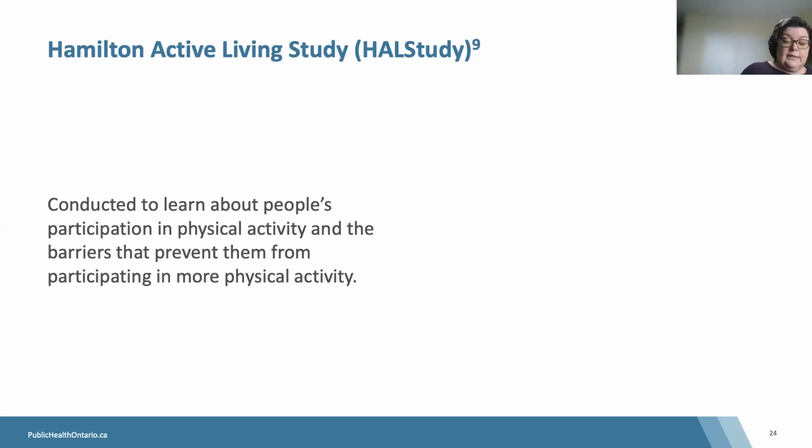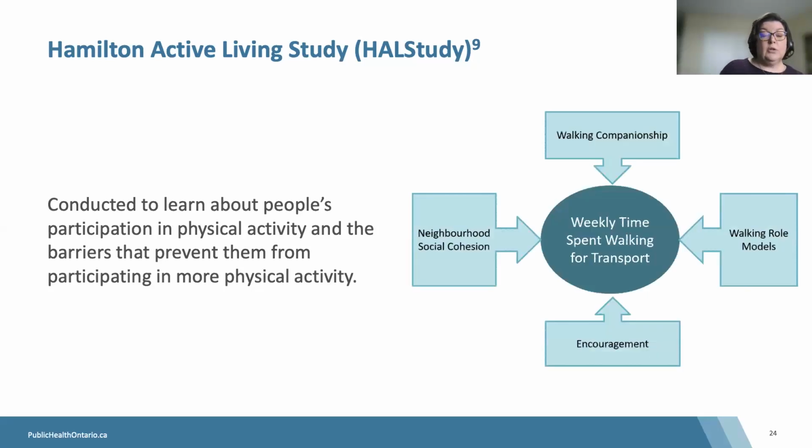The definition that the study used for social environment was the influence friends and family have on an individual's physical activity. And there were 4 specific components that they were looking at for the social environment: walking companionship, role models, encouragement, and social cohesion. And again, social cohesion is that sense of belonging.